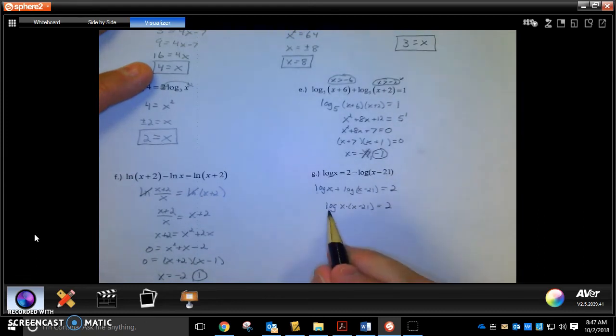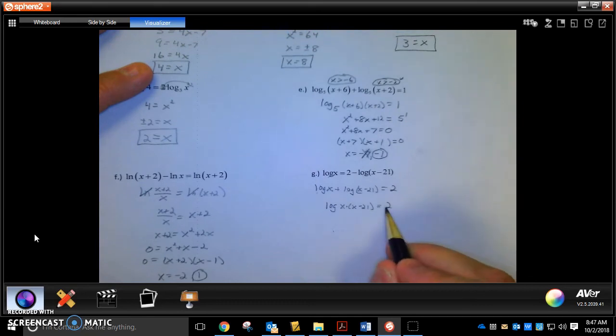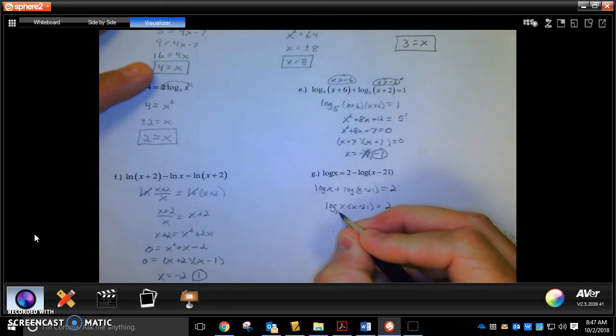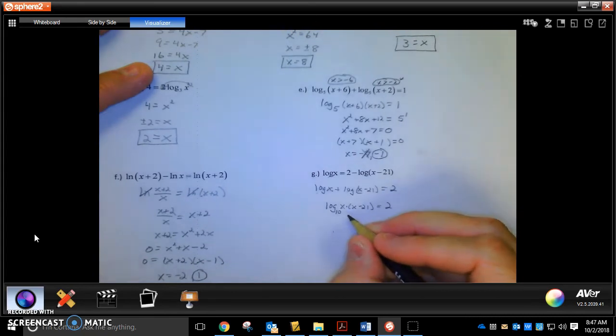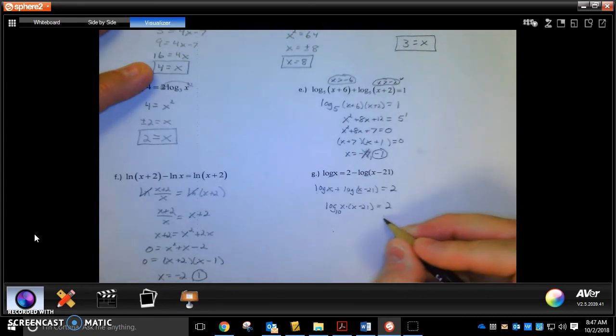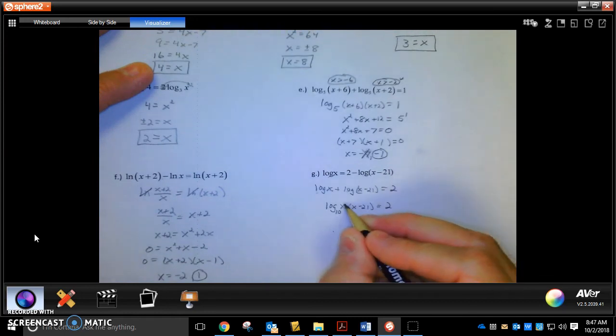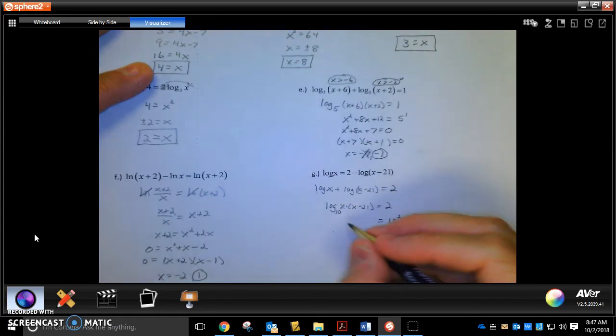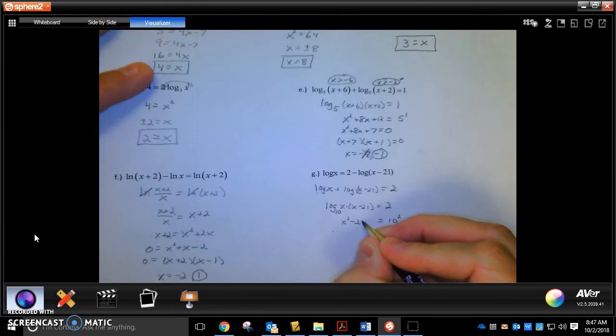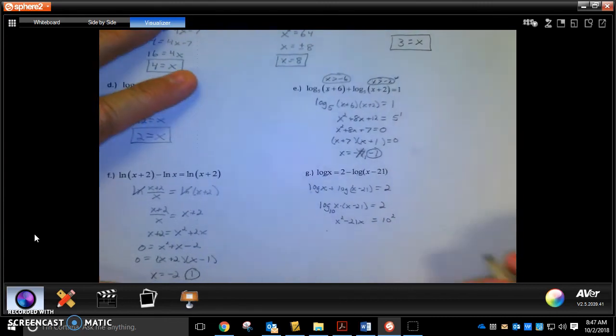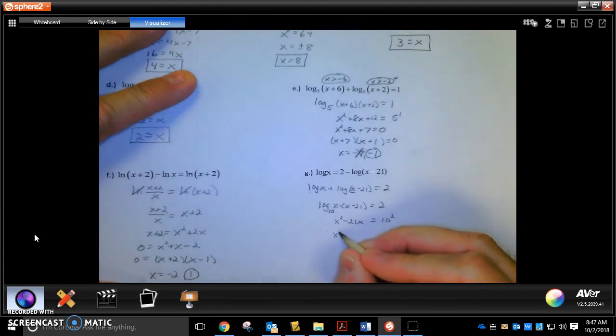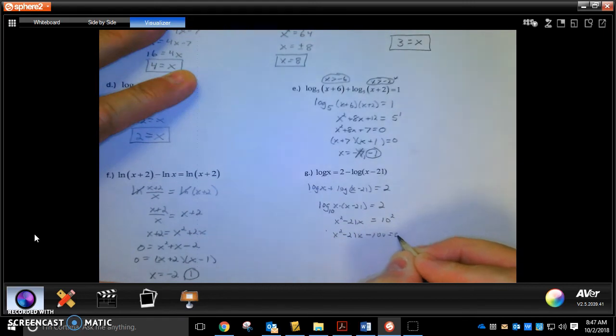Now, I have a log on the left, one single log on the left, and I have a number on the right. I can rewrite this as an exponential, and then I'll be able to solve. First off, this is a base 10. I can now rewrite this. This will be 10 to the second power. That's going to be over here, 10 to the second power. I'm going to go ahead and simplify this. X squared minus 21x. Now I have a quadratic. I'm going to move everything to the left. X squared minus 21x minus 100 equals 0.